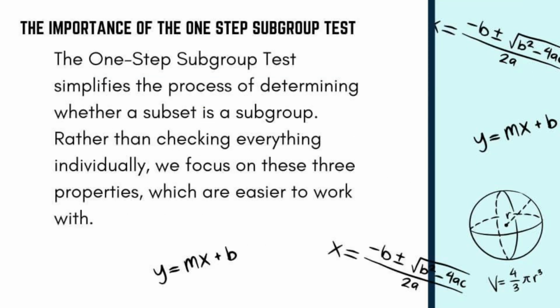Now that we know the three properties that we need to check, let's talk about the importance of the one-step subgroup test. The one-step subgroup test simplifies the process of determining whether a subset is a subgroup. Rather than checking everything individually, we focus on these three properties, which are easier to work with.